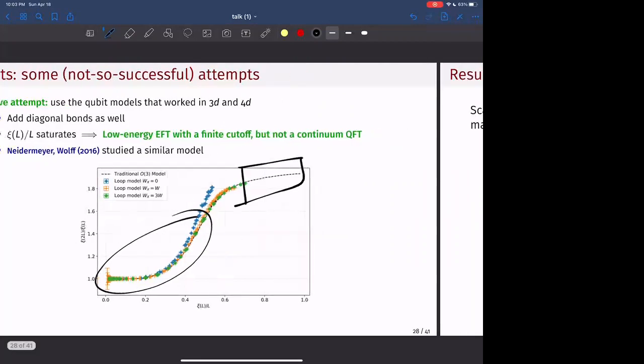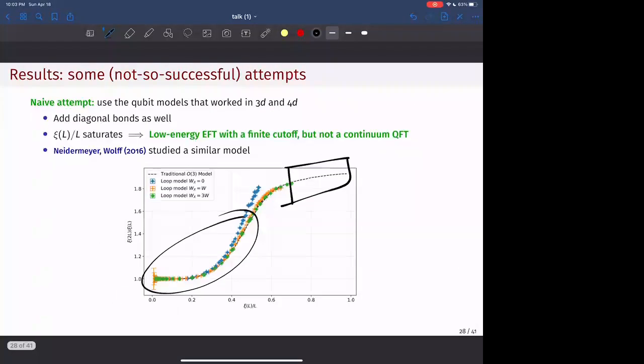So this is because you have landed on the critical surface, but not on the critical point, because you have some LUV in this. So beyond the scale LUV, your theories differ. Different theories on the critical surface are not the same.